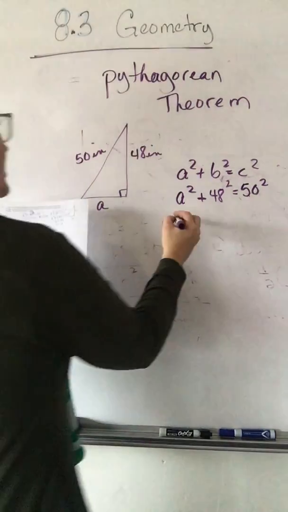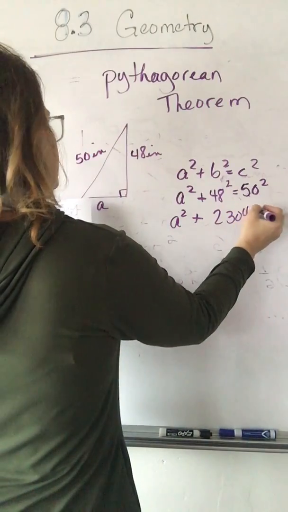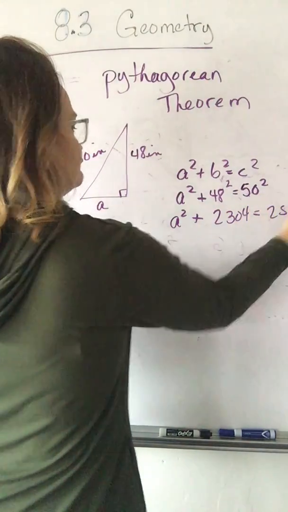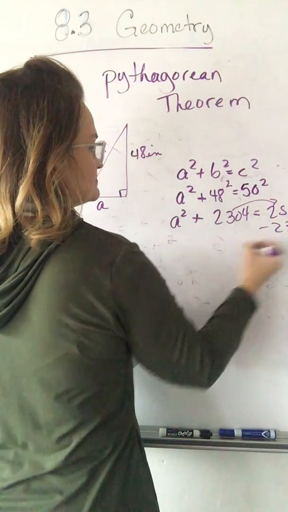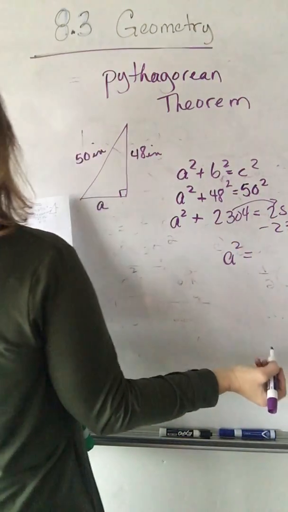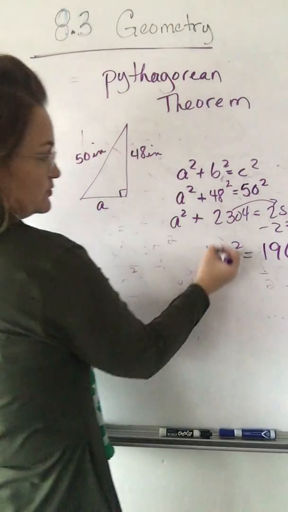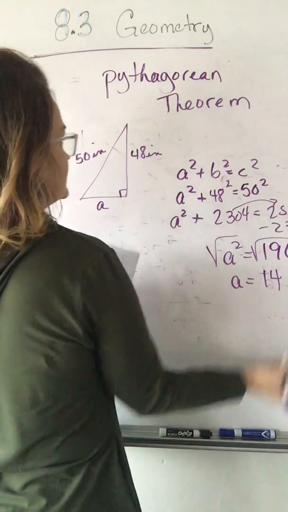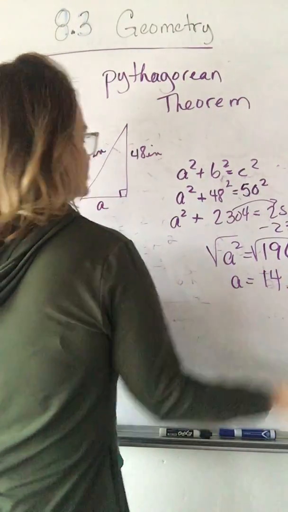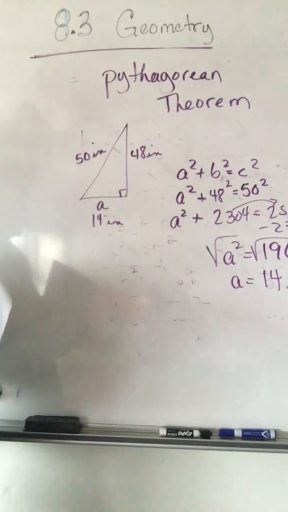Then square 48 and 50 on your calculator. I've got that listed as 2304 and 2500. Equation solve that by moving that across the line. So A squared equals 196. Then we can square root to finish solving, and the square root of 196 is 14, and it should be in inches. So A is 14 inches from our Pythagorean Theorem.